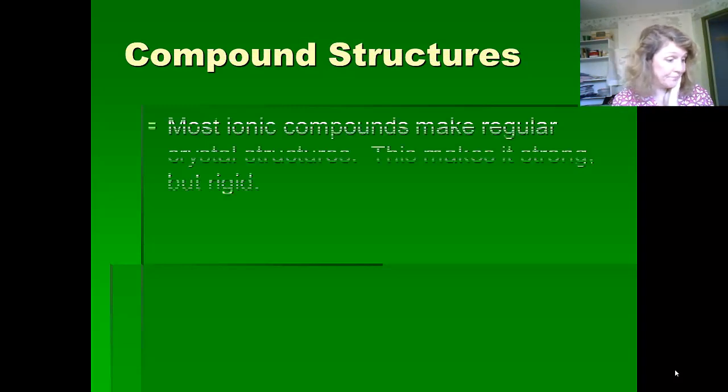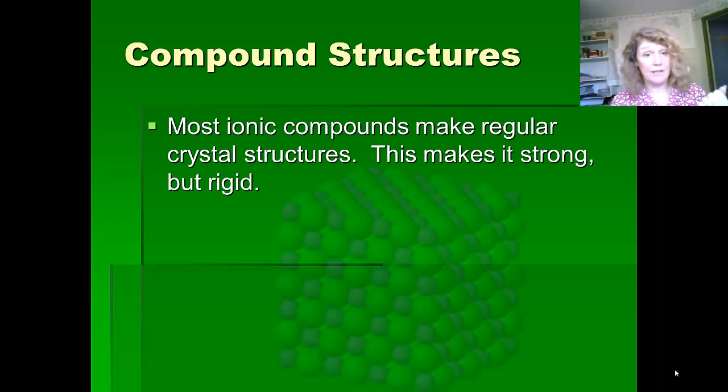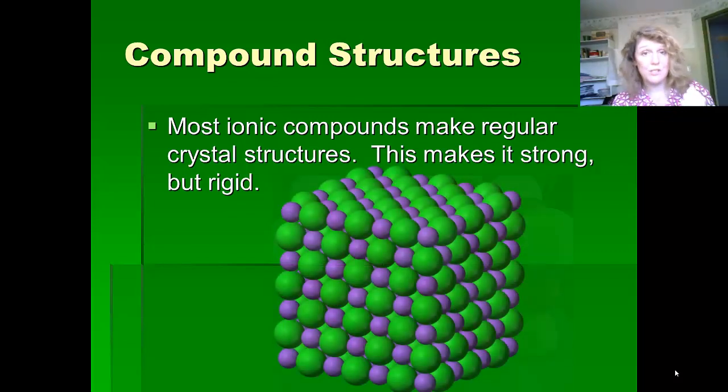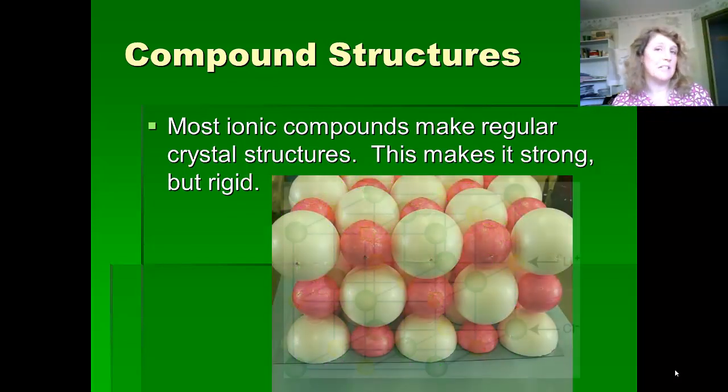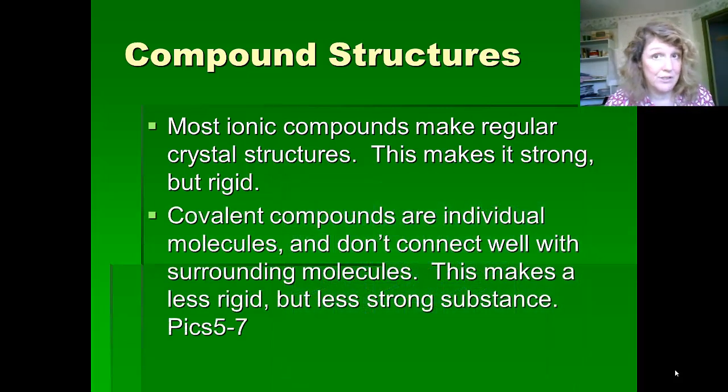All right, compound structures, last slide. Most ionic compounds make regular crystal structures, because they have a positive and a negative end. It makes a strong crystal, but it also makes it rigid, which means it's easily broken. Covalent compounds, on the other hand, are individual molecules that don't connect well with the surrounding molecules. So this makes a less rigid structure, but less strong.